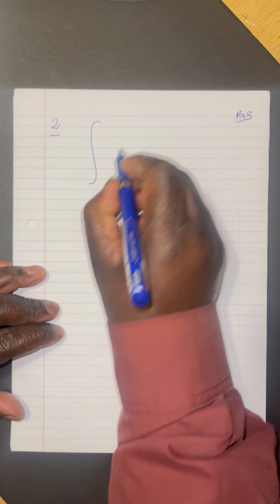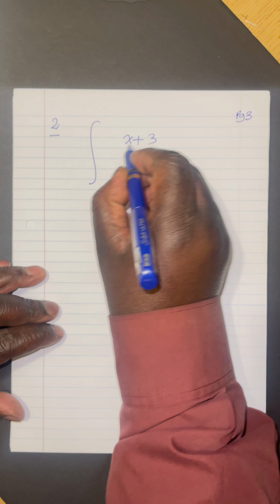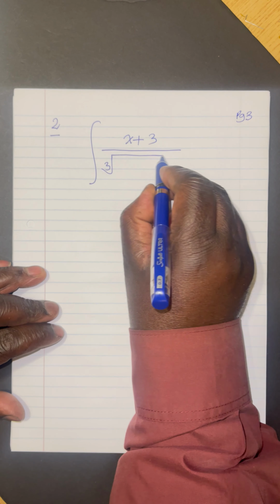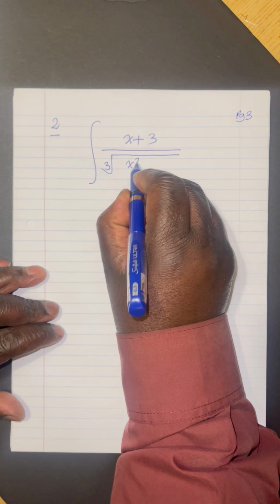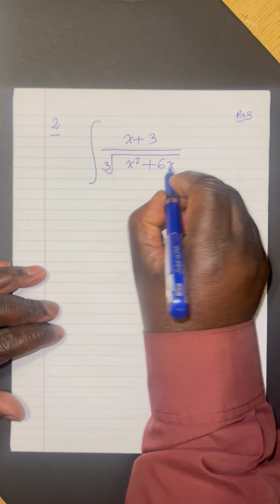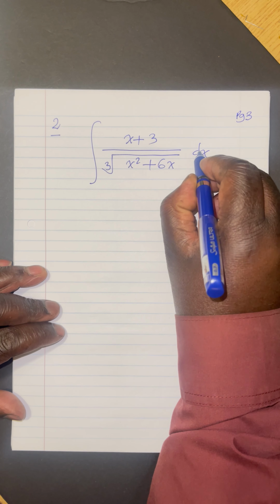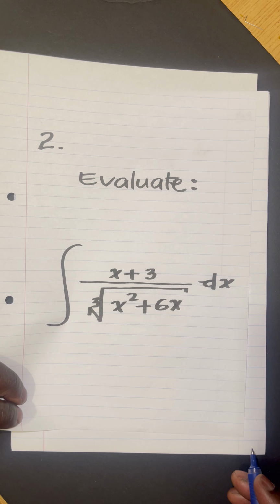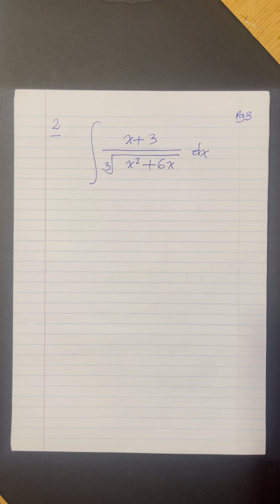So it's the integral of x plus 3 all over cube root of x squared plus 6x, and then we have dx. Now that's the one we have here. How do we go about this?